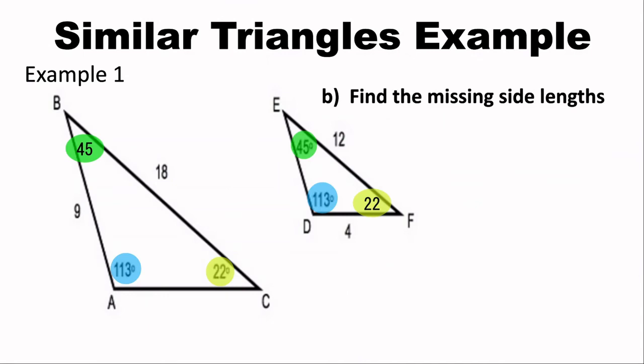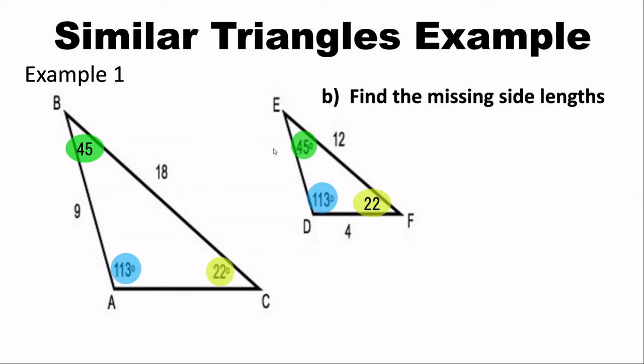Let me clarify what I meant by scale factor with an example. In example 1, we proved that these two triangles were similar because we found all of the angles of both triangles and saw that the corresponding angles from each triangle were equal. Now that we know which angles correspond, we also know which side lengths correspond. For example, side length BC in triangle ABC corresponds with side length EF in triangle DEF because these are the side lengths that fall between the 45 and 22 degree angles.